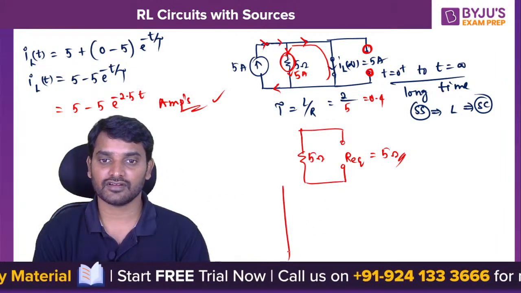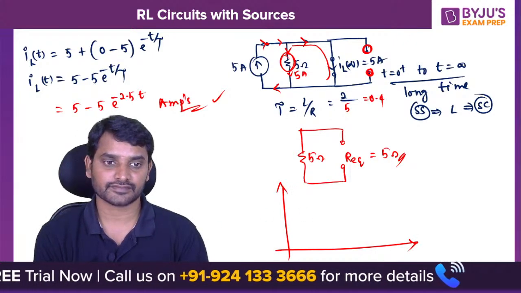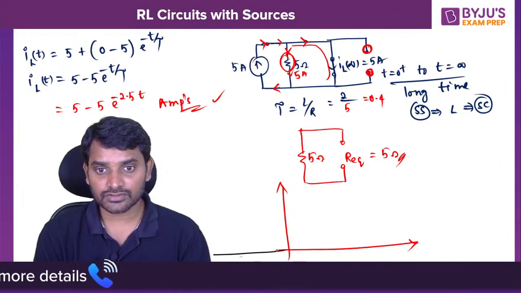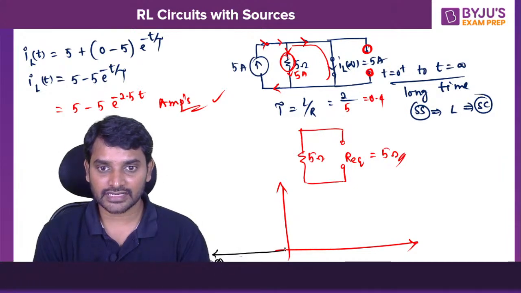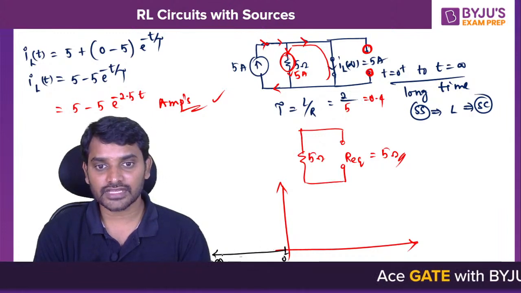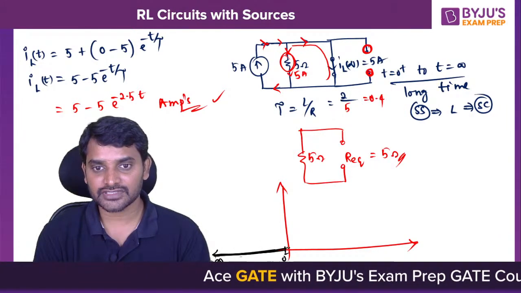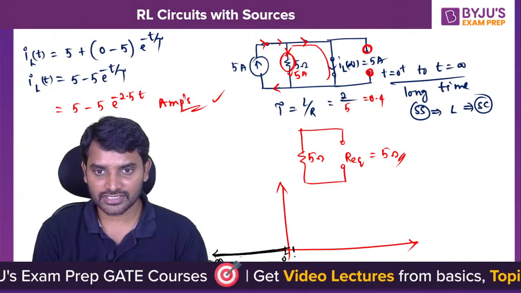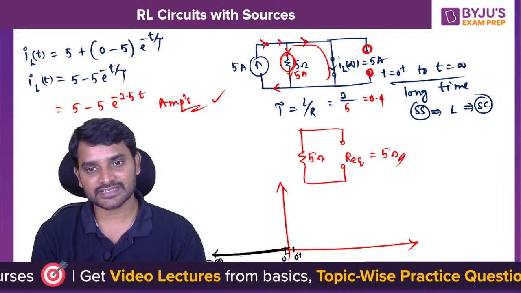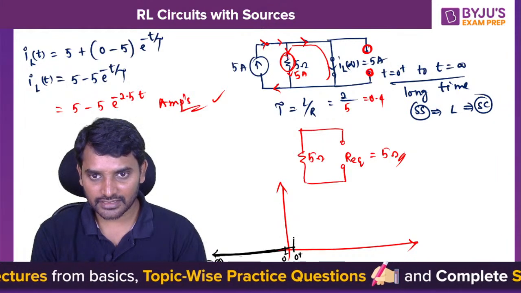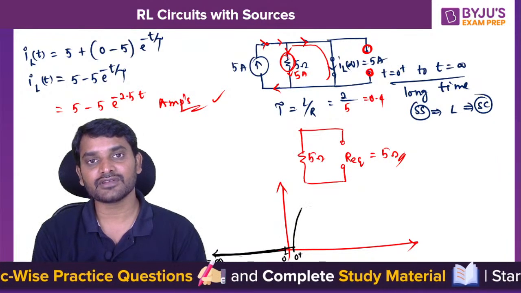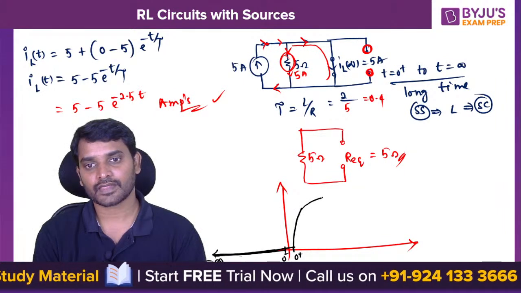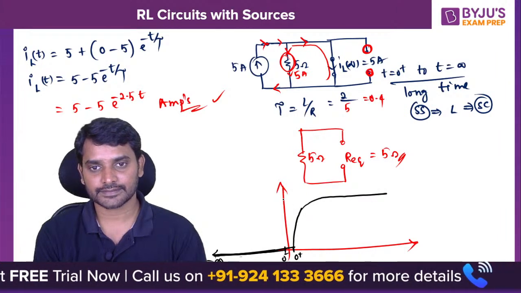How will the graph be? The graph will be like this. Initially, from t equals minus infinity to 0 minus, there is no current flow through the inductor, so simply I can take 0. Now the moment when I open the switch at t equals 0 plus instant, the inductor will not accept the current, and slowly it will accept the current. The final value is how much? 5 amperes. Like this.